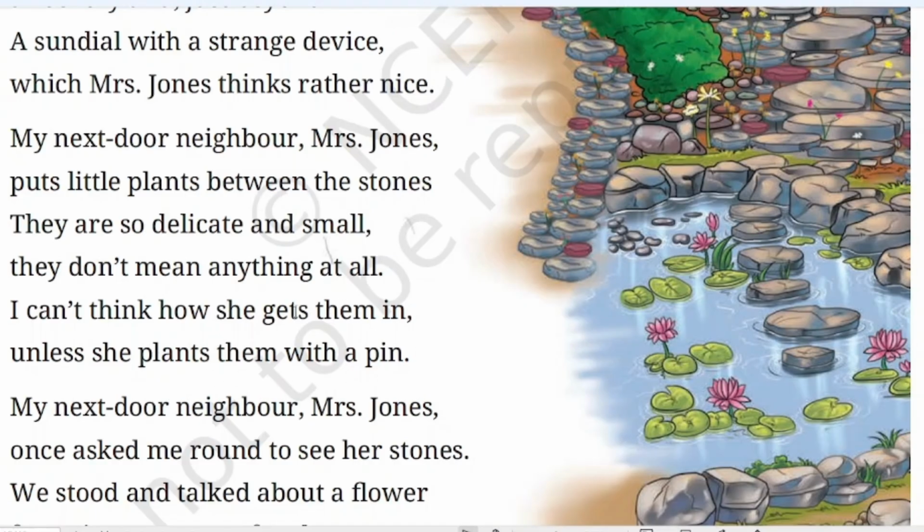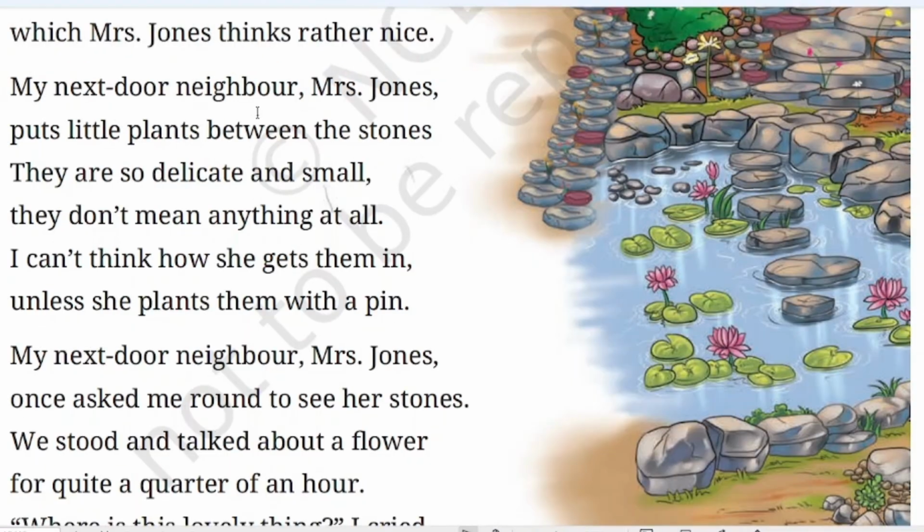Now you see, the poet is surprised about Mrs. Jones's garden. So see here, my next door neighbor Mrs. Jones puts little plants between the stones. So where is she planting the plants? She's planting the plants between the stones. Usually we plant in a flower pot or in the soil. Here she is planting the plants between the stones.